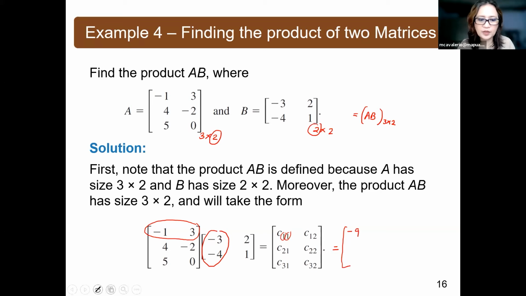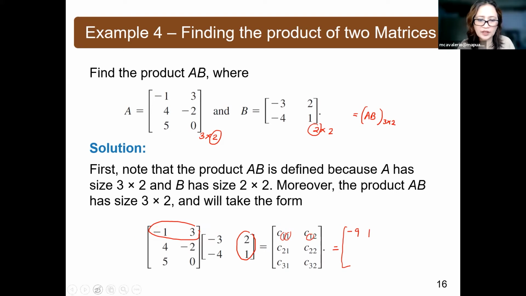Okay, so similarly, I want to find what C12 is. So to find C12, I only need to multiply again the first row of the first matrix with the second column of the second matrix. So you have -1 times 2, that will be -2. -2 plus 3, that will be +1.